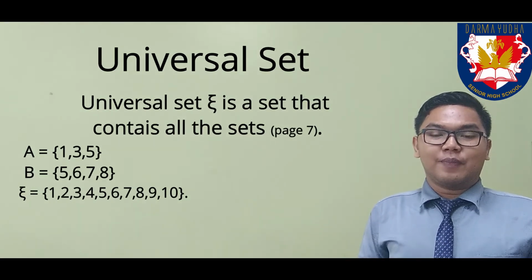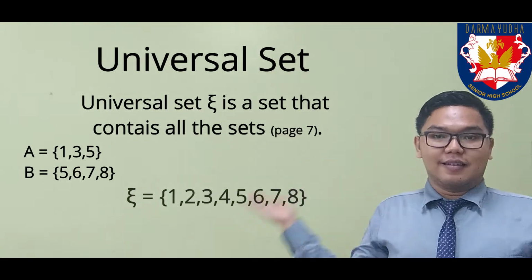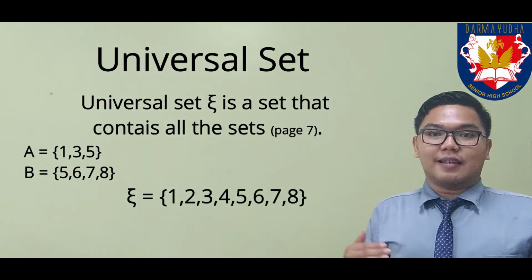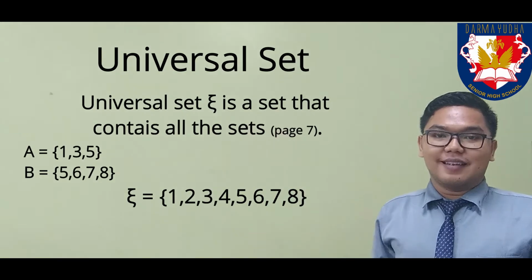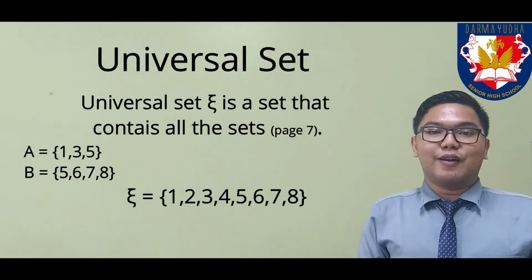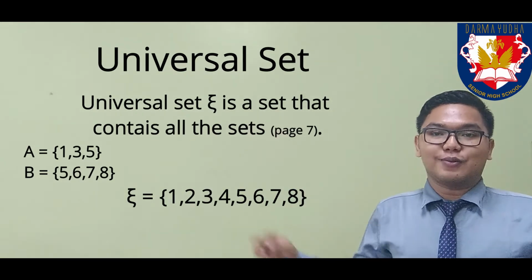Or maybe you can make another universal set like this one. It's 1 till 8. All the elements in A and B are still in this set. This could be another universal set for these two sets.